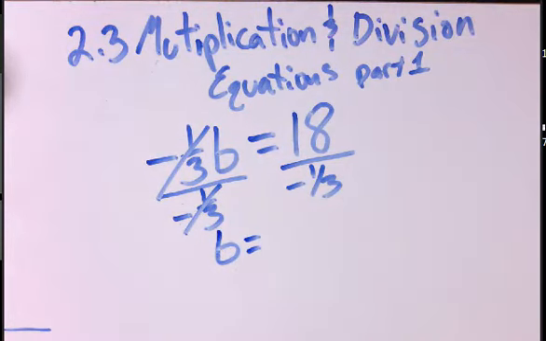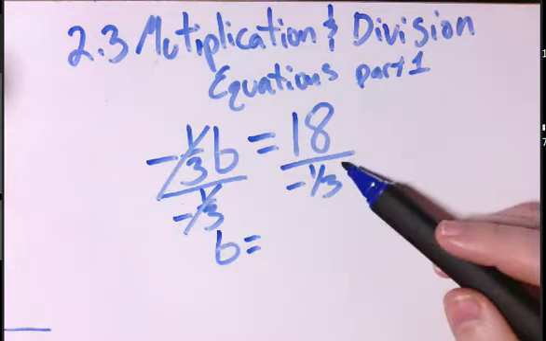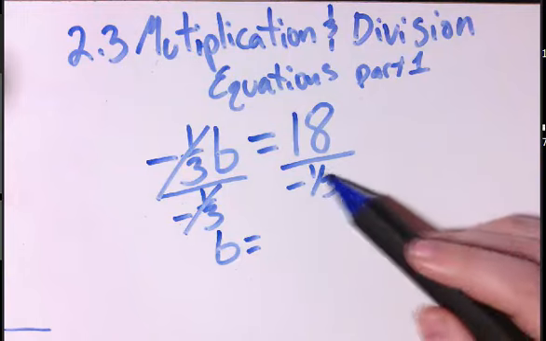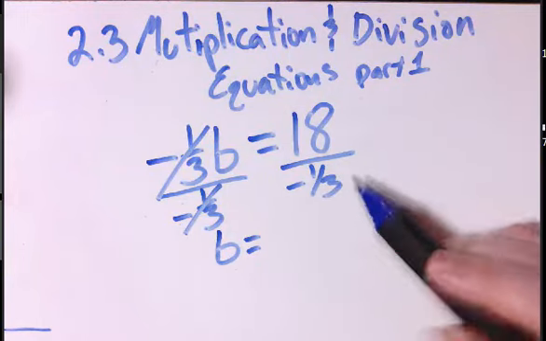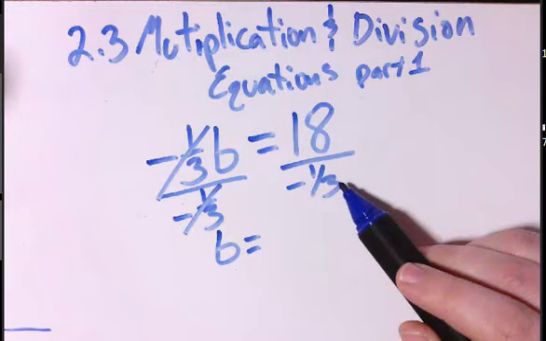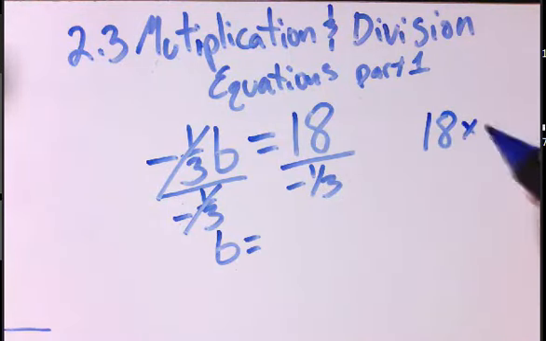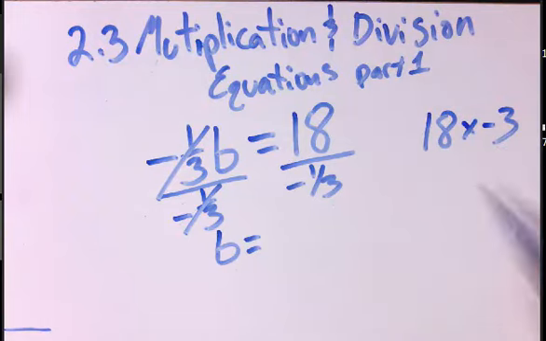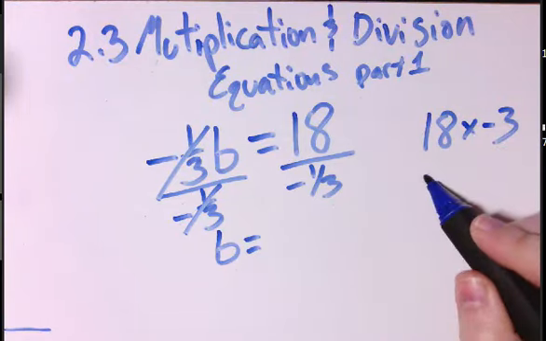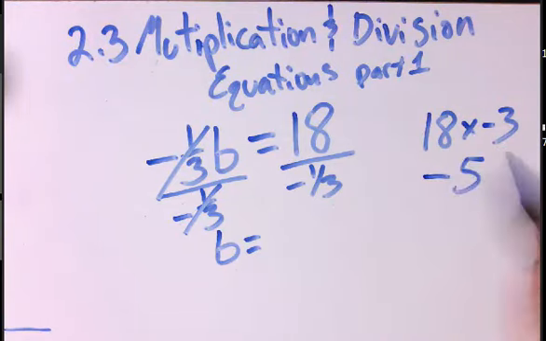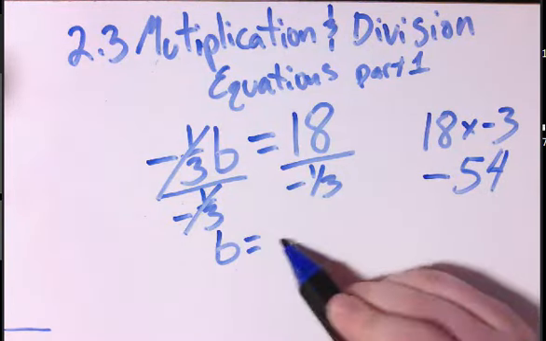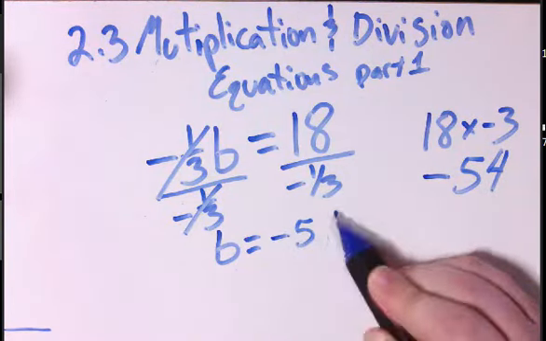But now here can be the little tricky part when we're working with fractions. So you have 18 divided by a negative 1/3. So we can actually do the inverse here, and we can look at 18 times a negative 3. And so that is going to give us a negative 54. So b is equal to a negative 54.